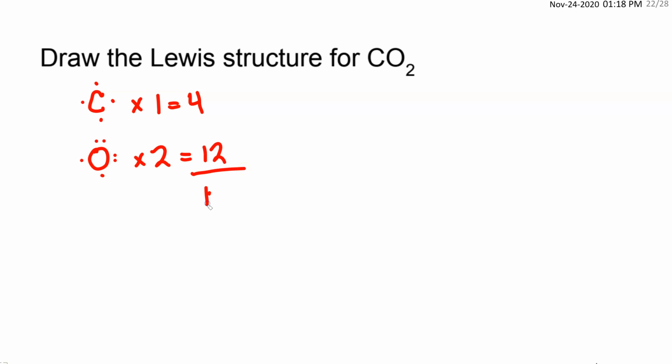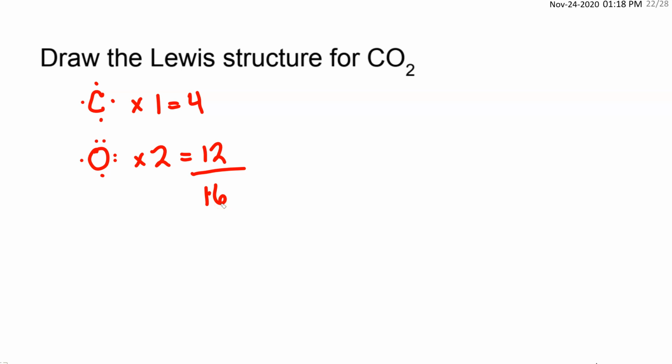Now, we're going to draw it using the same rules that we've used so far. Carbon has 4 valence electrons, and there's one of them. I know carbon has 4 valence electrons because it's in group 4A or 14 of the periodic table. Then we have oxygen with 6 valence electrons, and there are 2 of them. Remember, our first step is to count up the valence electrons. So in this case, my final structure will have 16 valence electrons.